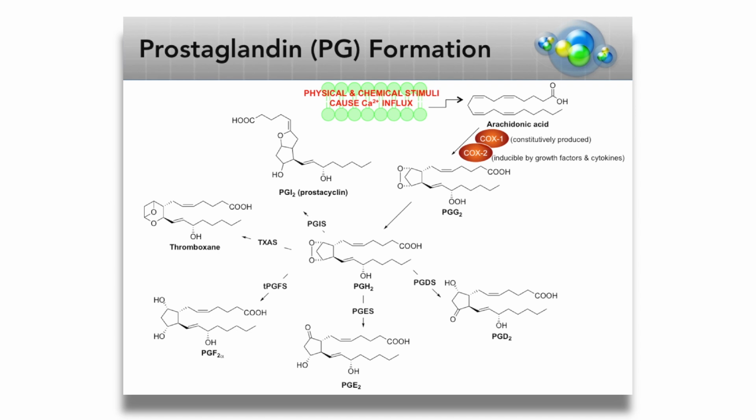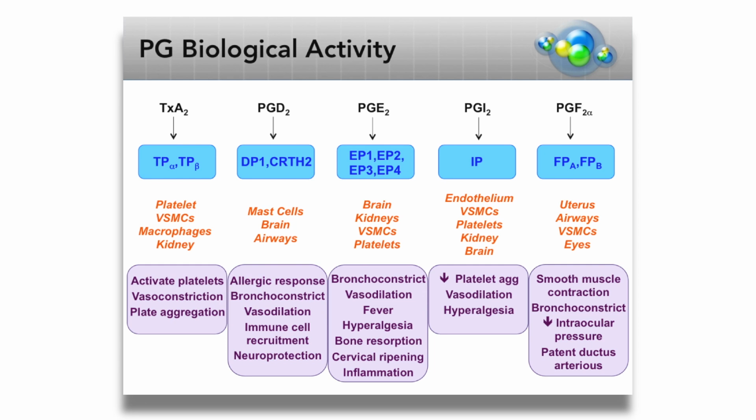The bicyclic endoperoxide functionality of PGH2 is then transformed to yield a number of different prostaglandins. These are all generated from prostaglandin synthase enzymes. Since their discovery, prostaglandins have been shown to exert a number of different biological activities, and they exert these biological activities through G-coupled membrane protein receptors.